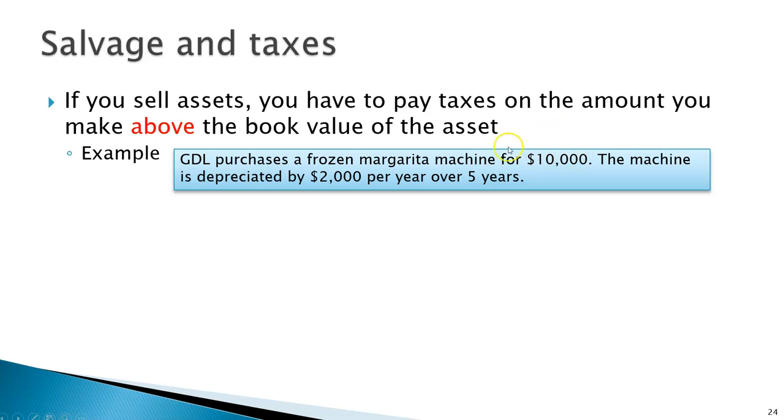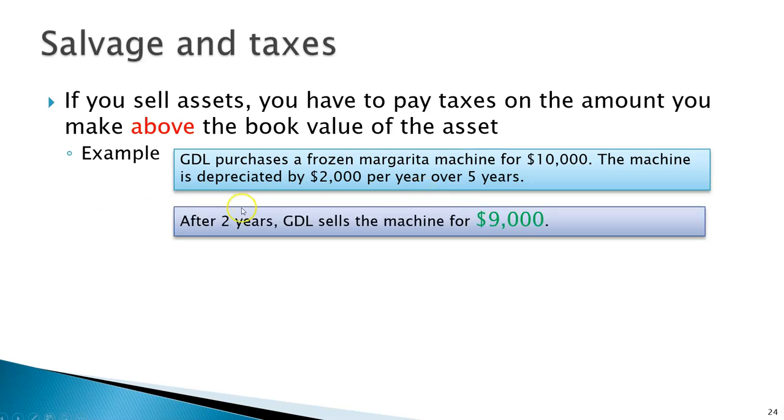My company buys a machine for $10,000. They're going to depreciate it straight line over 5 years, so $2,000 per year. But 2 years later, for whatever reason, a new model comes out, or I change my business, I get rid of that machine and I sell it. I can sell it to a competitor, let's say for $9,000. After 2 years, if I'm depreciating $2,000 per year, the book value of the machine would be $6,000. Notice I've taken $4,000 in depreciation expense.